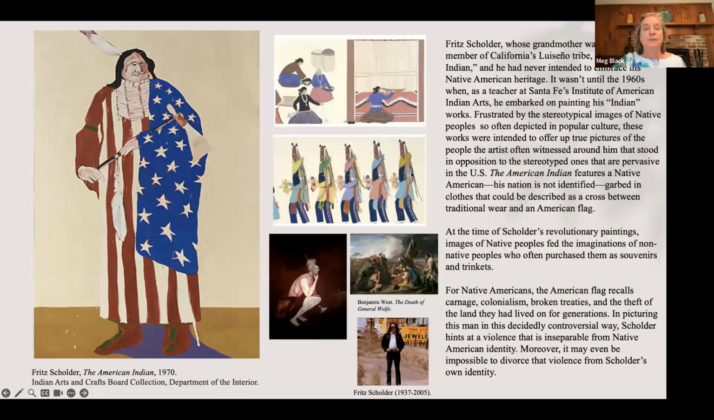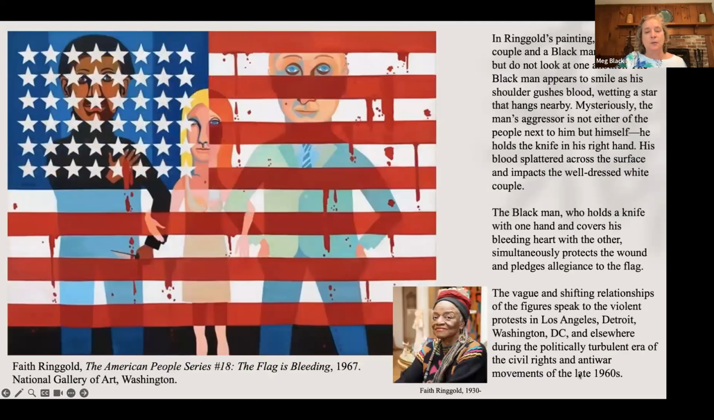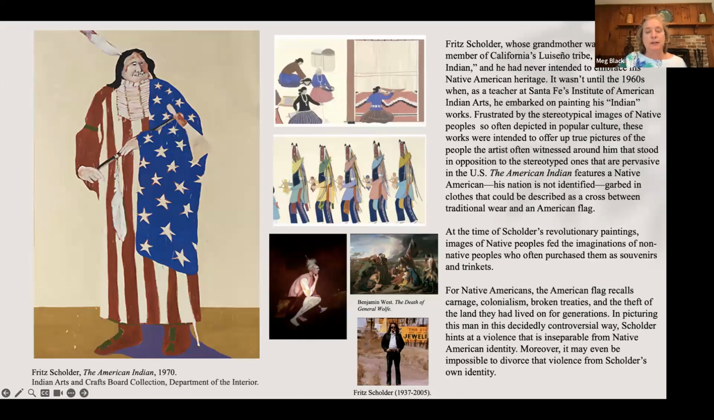And similar to what Gordon Parks is doing, at the time that Gordon Parks photographs this image, African Americans were being portrayed through more popular culture. Like think of Aunt Jemima, the way she was portrayed on the pancake mix. So the idea was that he wanted to portray the African Americans of his own community through the lens of another African American. That was the idea. And that's what we see here with Fritz Scholder. He's doing the same thing.